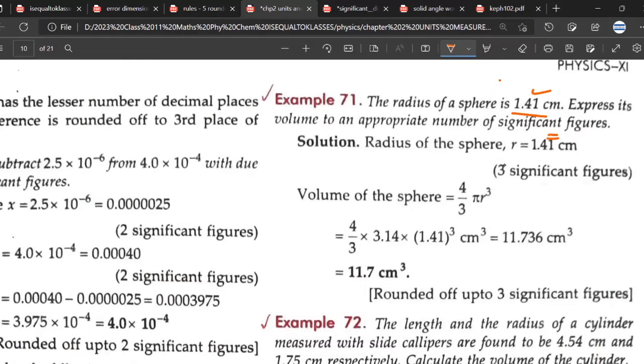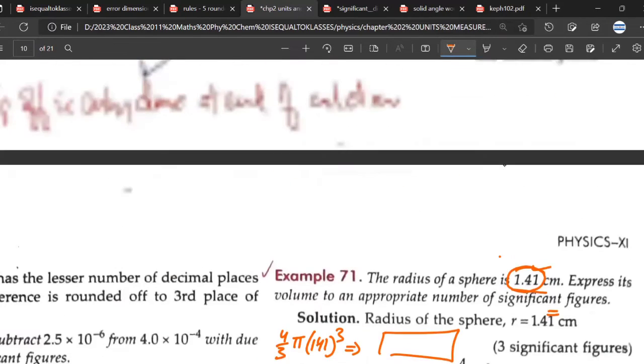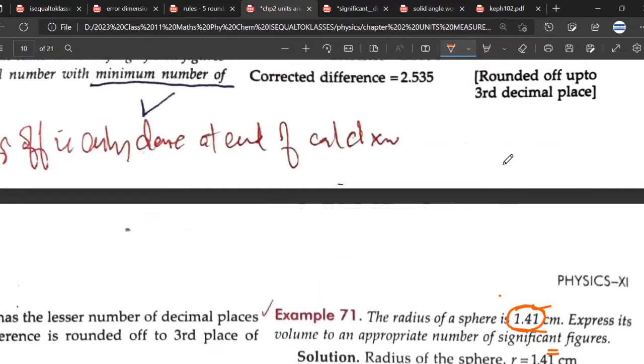Now, if I use my calculator, I know that 4 by 3 pi r cube, 1.41 cube, I can find the answer to as many places that I want. But what this topic teaches me is that if there are only three significant digits, how can my answer have more than three significant digits? Is it making sense or not? This is something that you won't have realized ever.